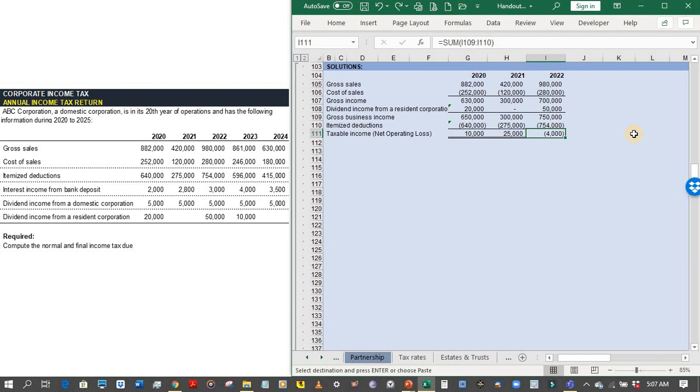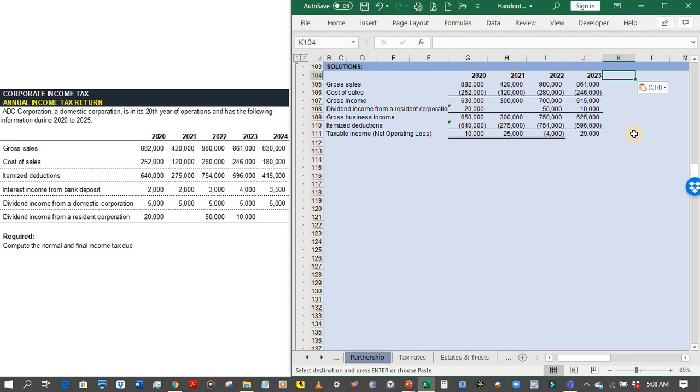So now let us proceed to 2023. Our gross sales is 861,000 pesos. The cost of sales is 246,000. So gross income is 615,000 pesos. Then let's add again our dividend income from a resident foreign corporation, that is 10,000 pesos. Then we have a gross business income of 625,000 pesos. Then let us deduct the itemized deductions for the year of 596,000 pesos. Then we have a taxable income of 29,000 pesos.